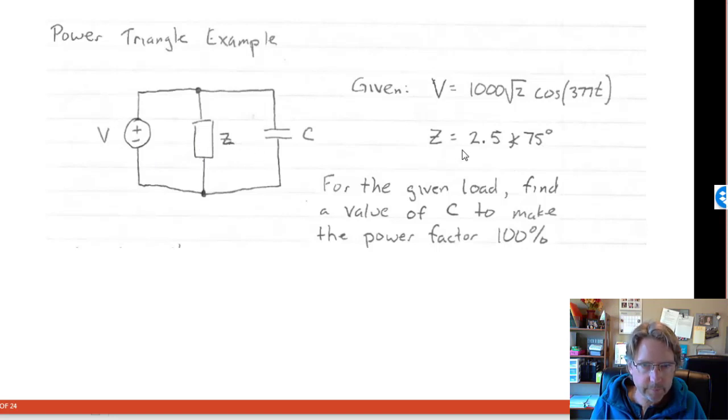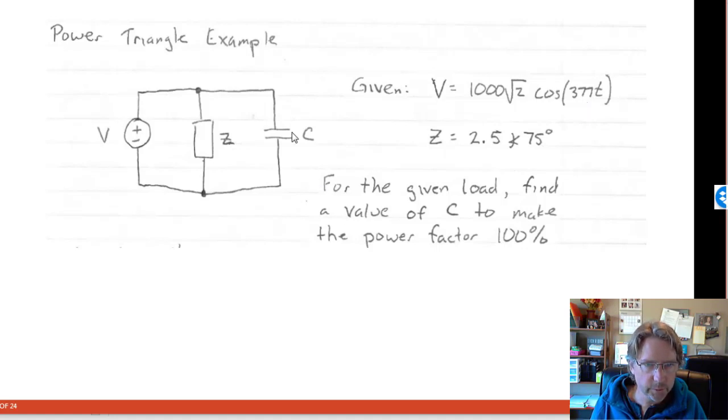Z, given as 2.5 with a phase of 75 degrees, so that's the phasor for Z. And our voltage is 1,000 times the square root of 2 cosine 377t. So again, this is omega, 377 radians per second.